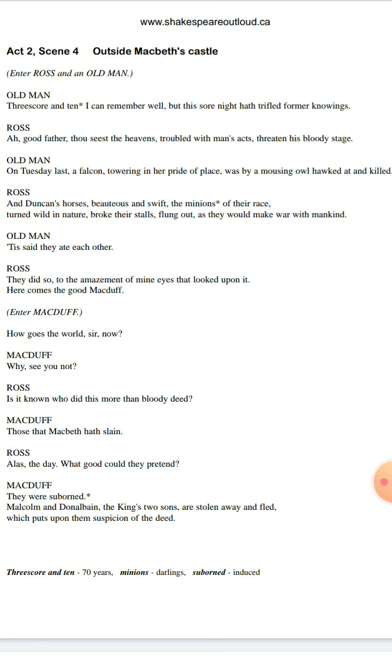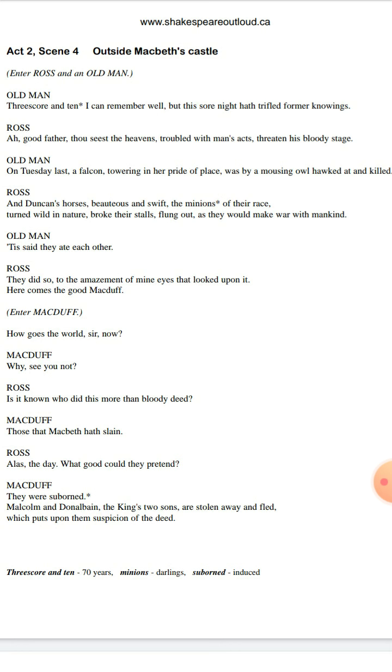Macduff: They were suborned. And Macduff says that they were secretly instigated to do so by Malcolm and Donalbain. So they were suborned. Malcolm and Donalbain, the king's two sons, are stolen away and fled, which puts upon them suspicion of the deed. And Macduff also says that now everyone suspects that King Duncan's sons, Malcolm and Donalbain, are involved in this conspiracy, and that's why they have fled from this kingdom.